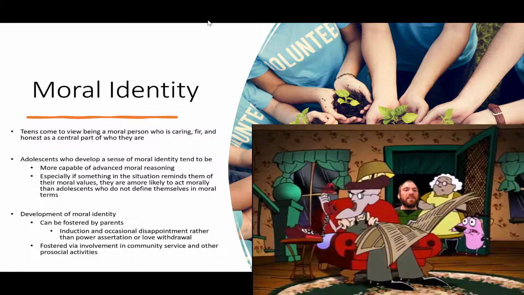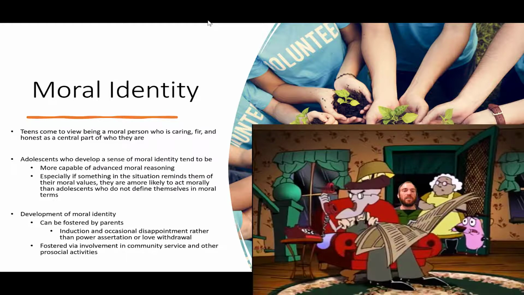So the idea here is that teens come to develop a moral identity and view themselves as a fair person, a caring person, an honest person, and those components of morality become a central part of who they are. And in scenarios where their moral values are more evident to them, they are more likely to act on those moral values than adolescents who do not define themselves in moral terms.